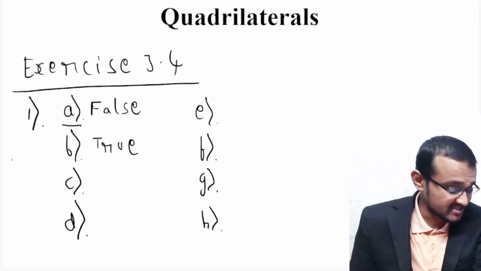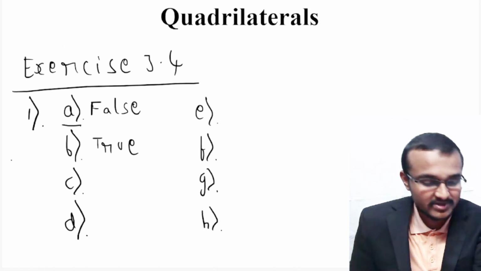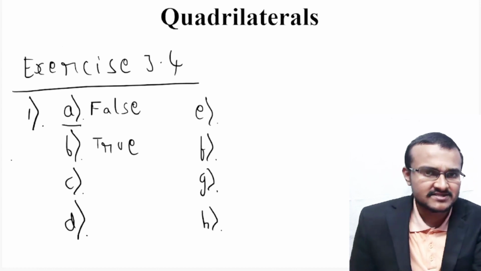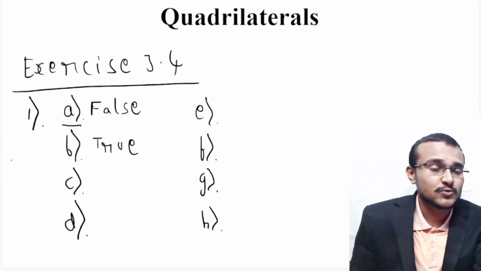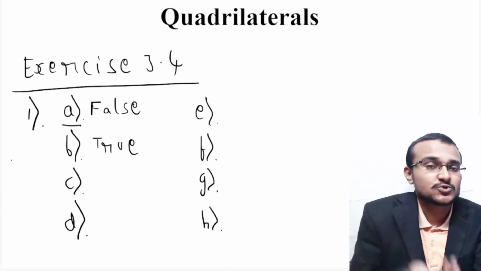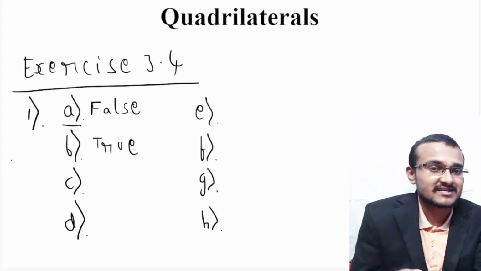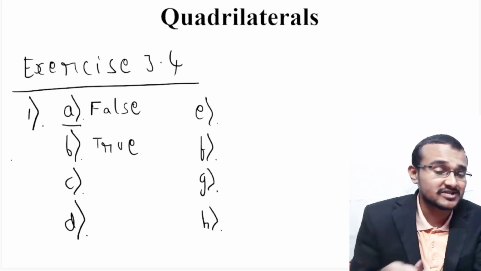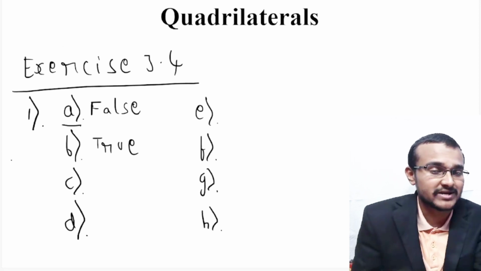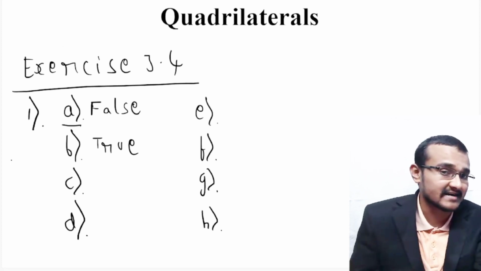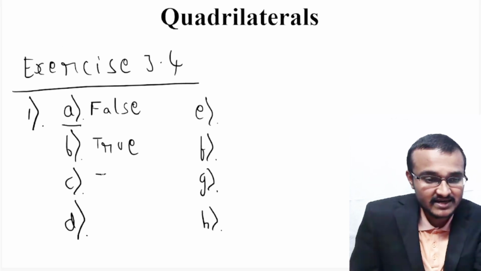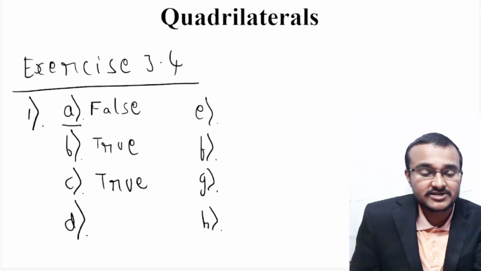Coming to the C question, they have asked all squares are rhombuses and also rectangles. Yes, a square can be a rhombus, and a square can be a rectangle, because in a square also all sides are equal and opposite sides are parallel. So it can become a rhombus. And similarly in squares, opposite sides are equal and all angles are equal to 90 degrees. So a square can also become a rectangle. So they have given a true statement. Hence the answer for C is true.